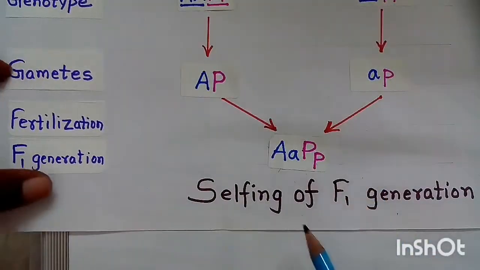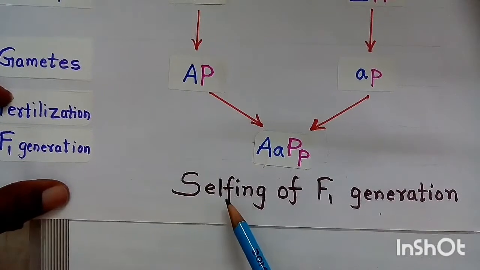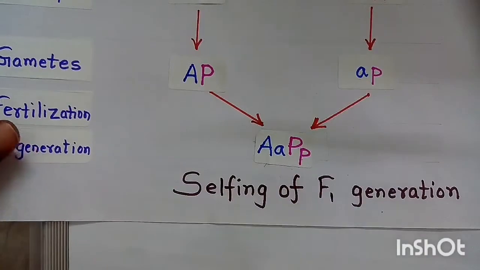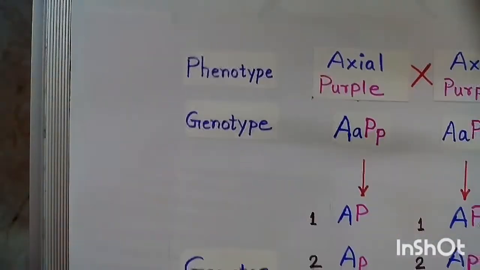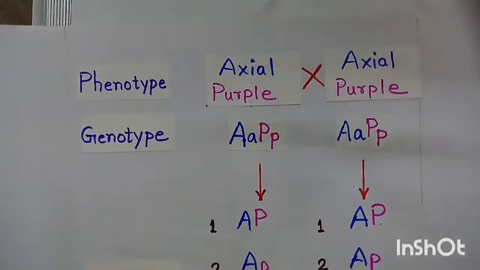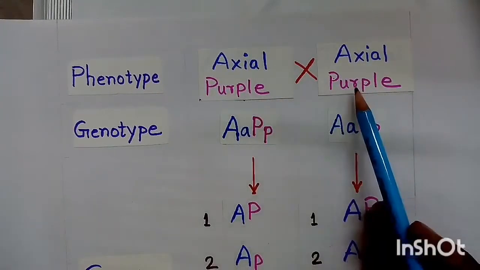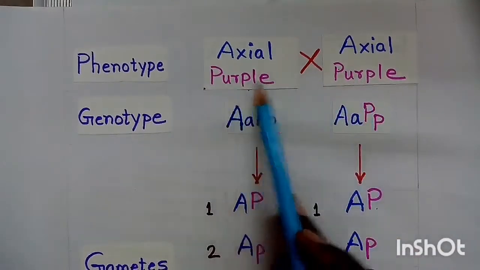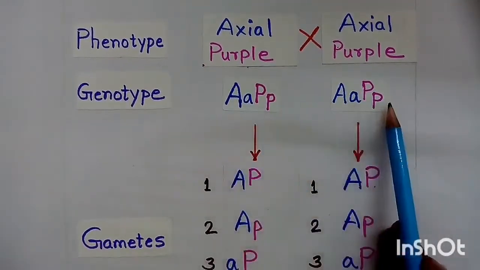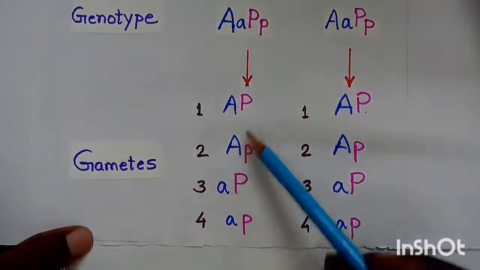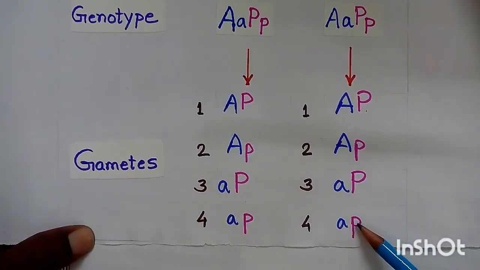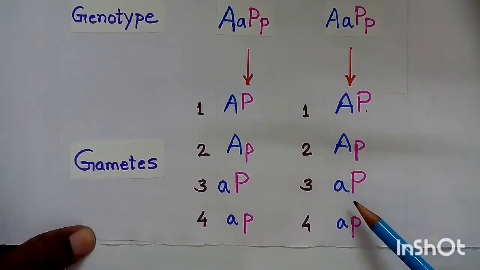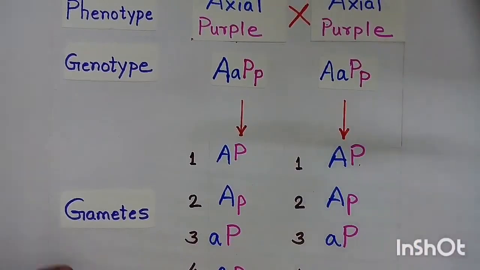This is first part. For the second part, we have to do selfing of F1 generation. F1 generation crossed with F1 generation only. Then the F1 generation will form the second parental generation. So this is second parental generation, and both the parents will be same. So this is phenotype of the parent, this is genotype of the parents, and these are the gametes of male as well as female parents. Male gametes as well as female gametes will be same because the genotype is same.